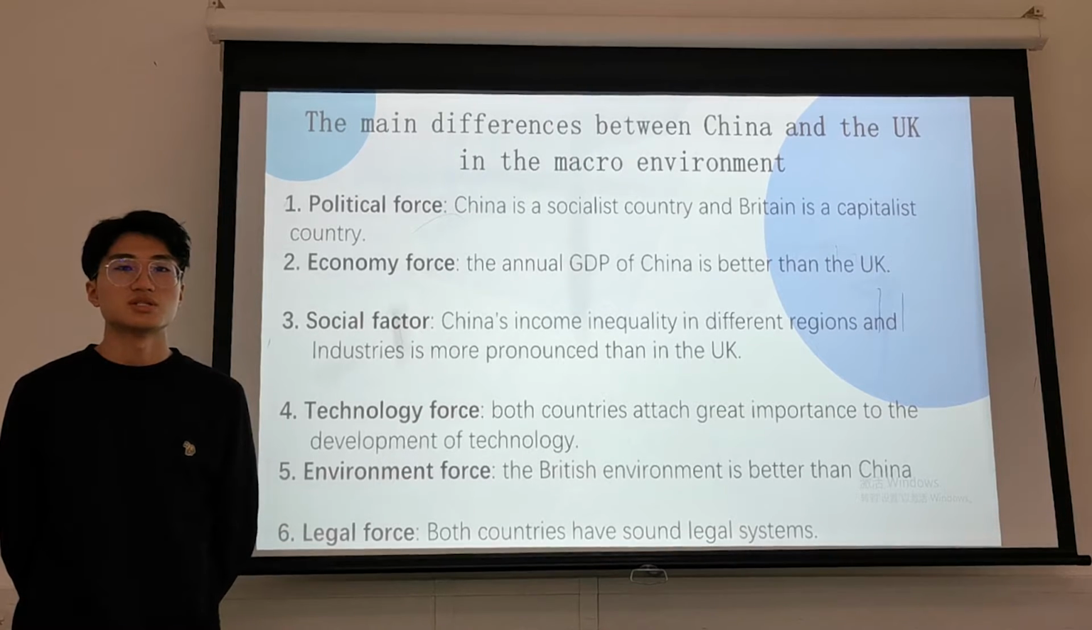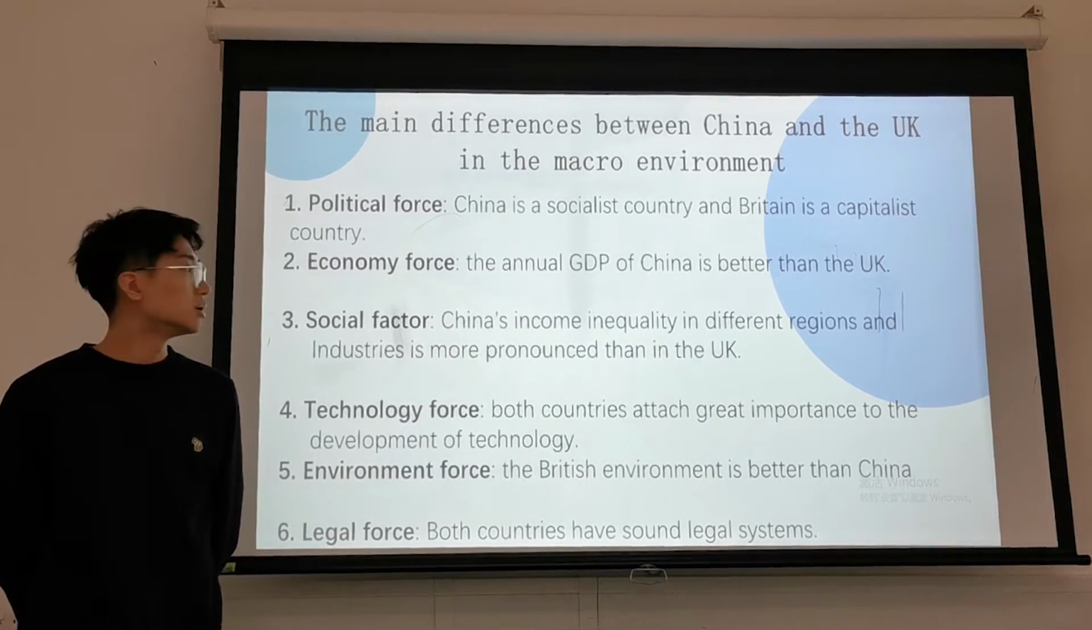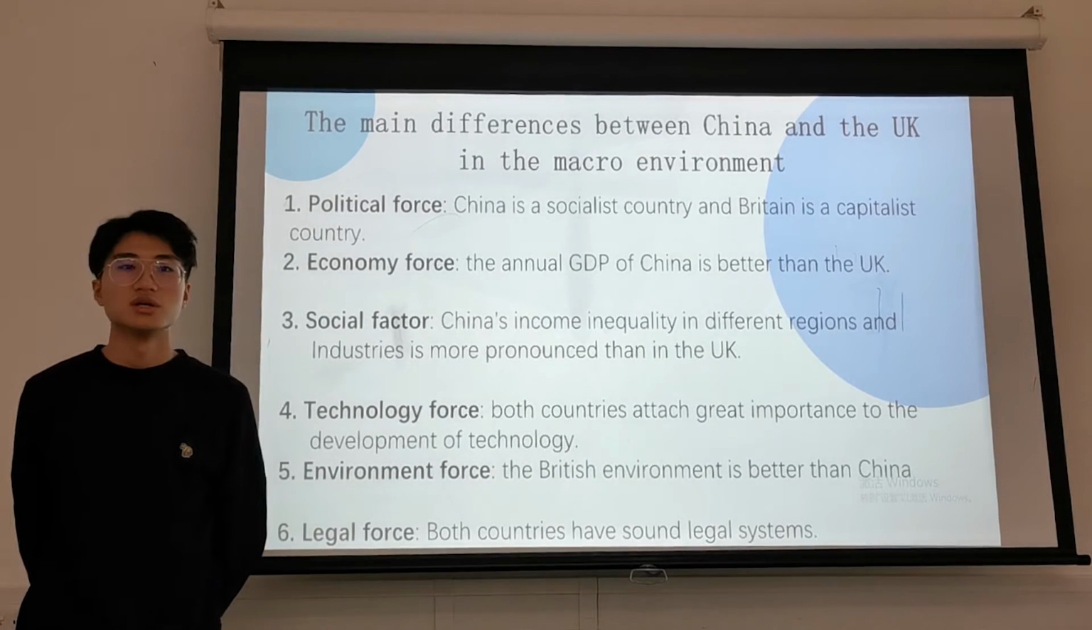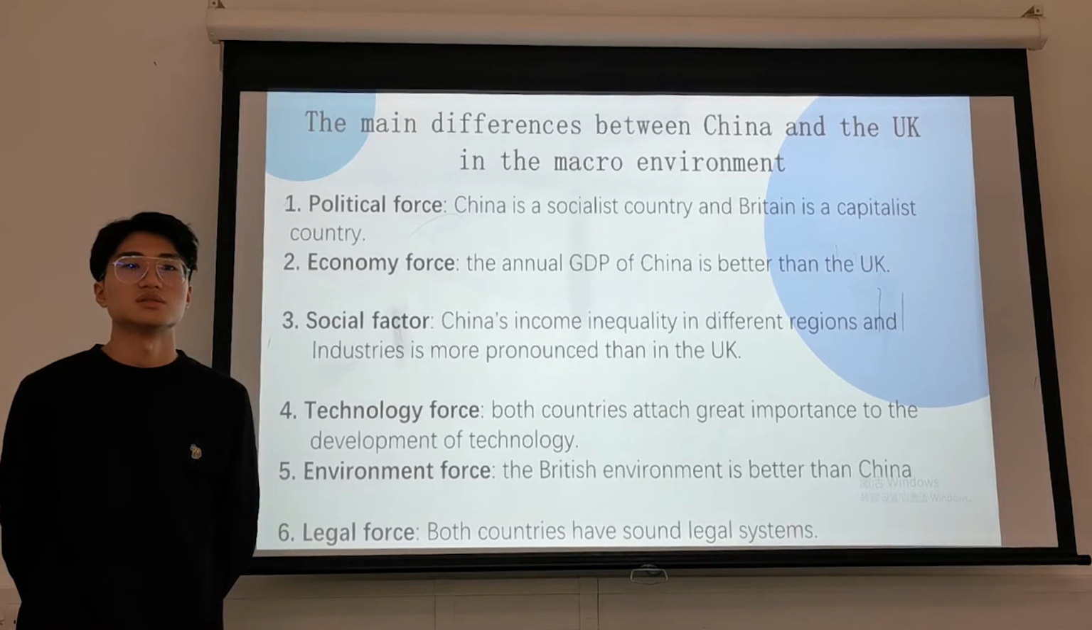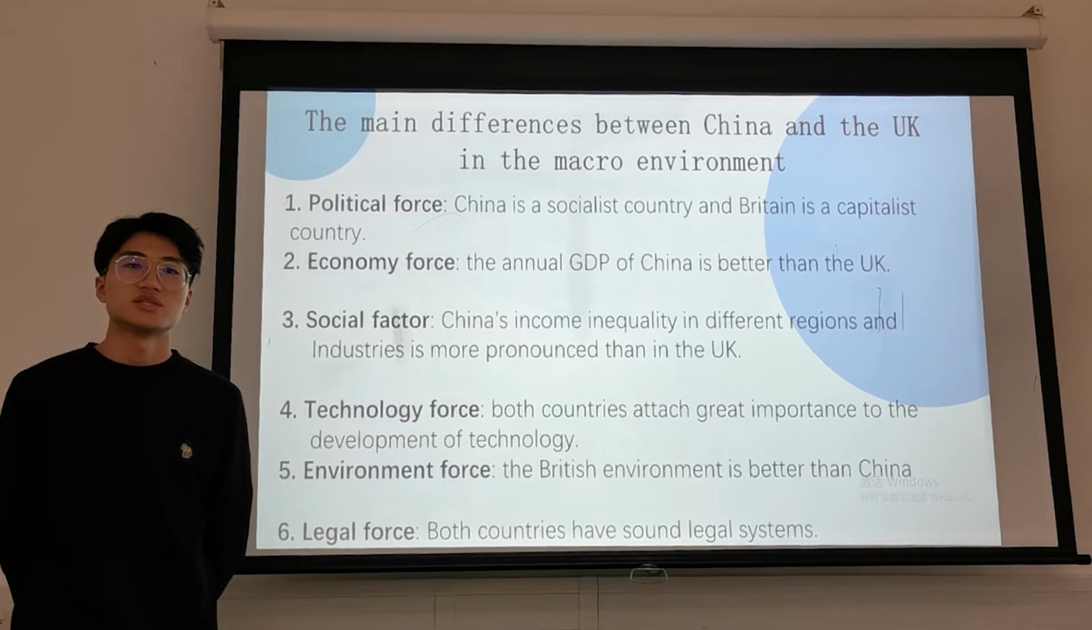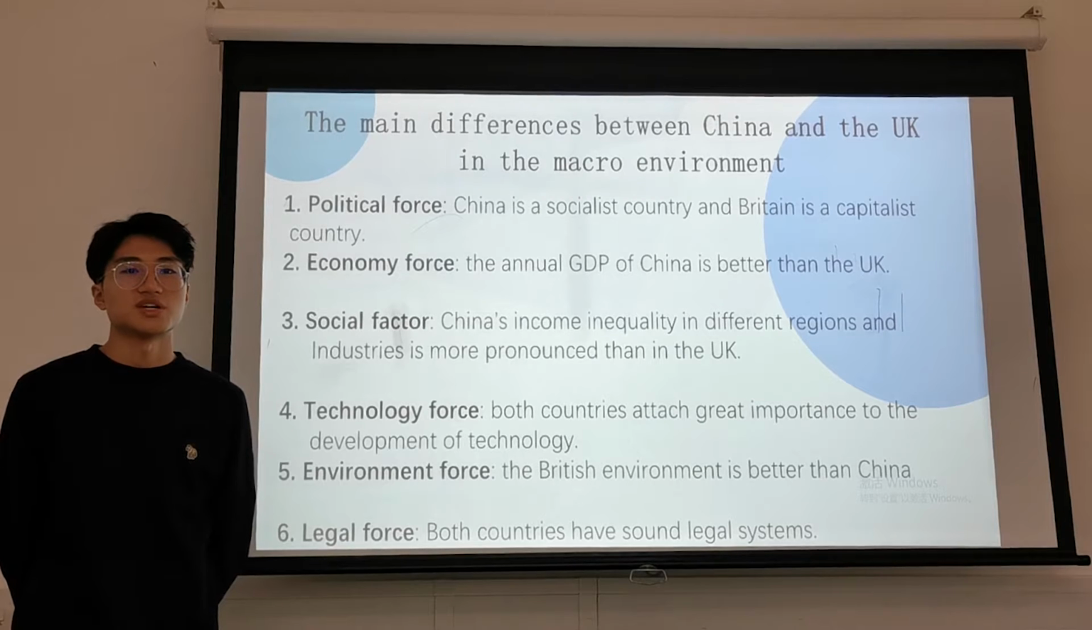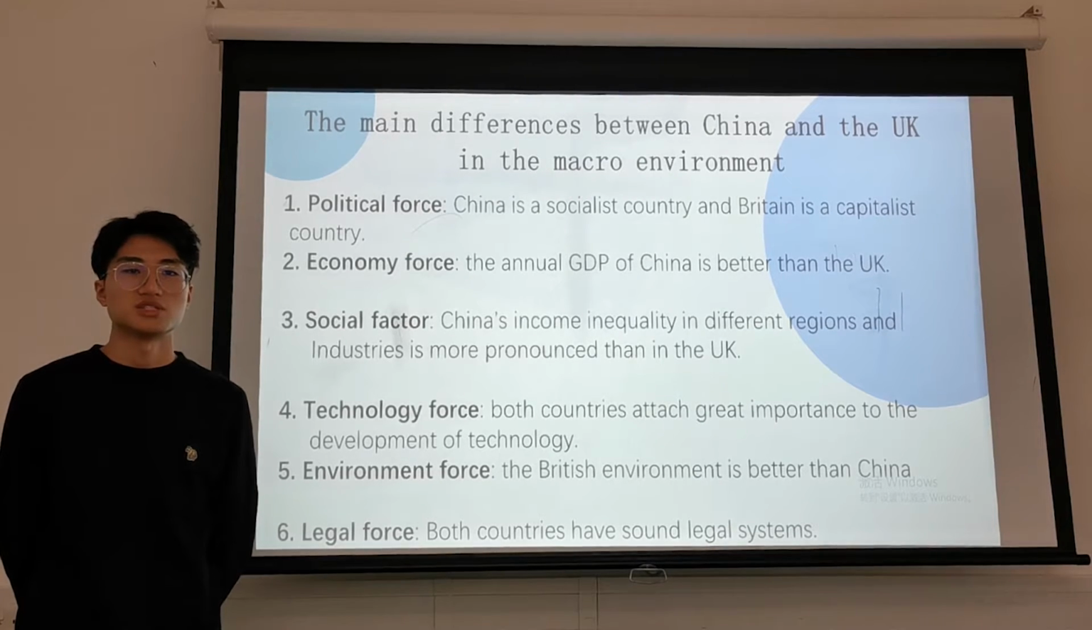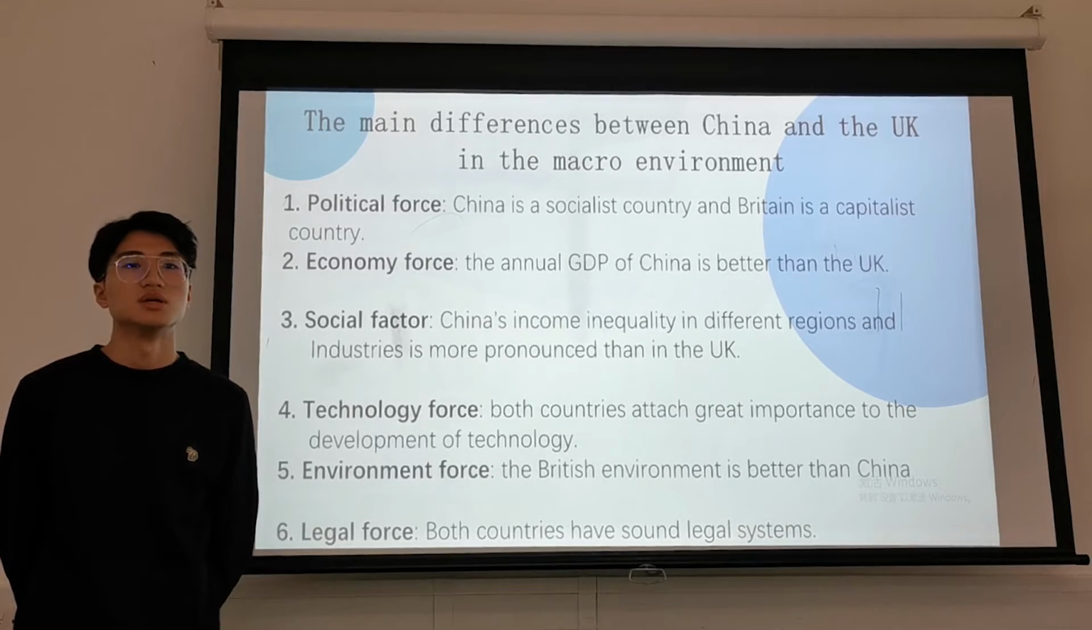China has a much larger population than the UK, so it creates more value. As for technology, both countries are at the forefront of the world at the level of science and technology. The British environment is better than China's, and China finds it harder to manage the environment than the UK. Both countries have a complete legal system. But for the personal income tax, China is lower than the UK.